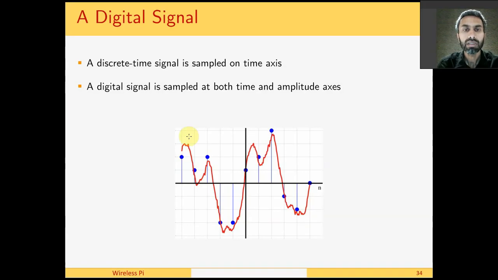Finally, a digital signal is something which is sampled on both time axis and amplitude axis. Remember previously the discrete time signal was something which we were sampling on time axis only. So a digital signal is the one where the amplitudes are also quantized.